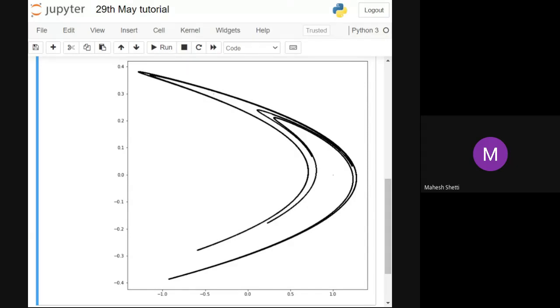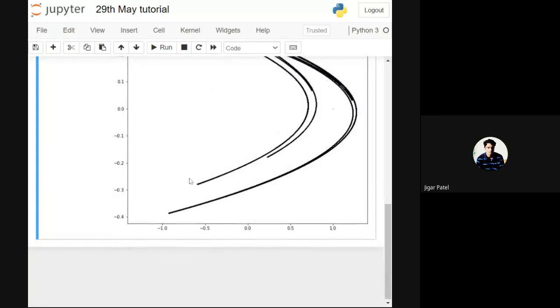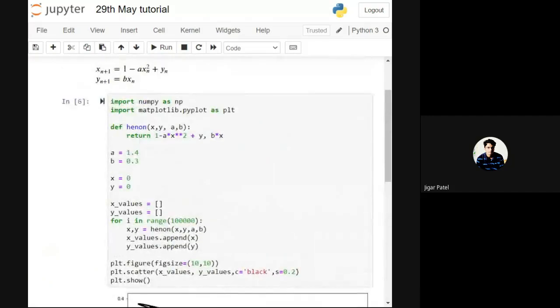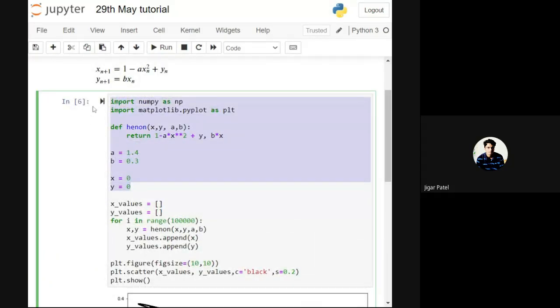Now, can you zoom in on some region and see what happens? Yeah, that would be, yeah. So the next step is zooming in. We'll just create a new cell. Everything till here would be the same.